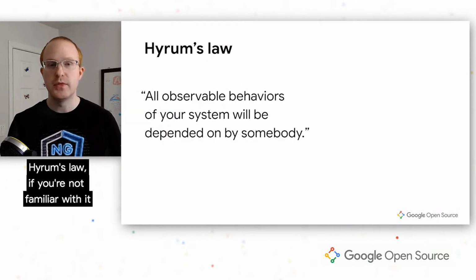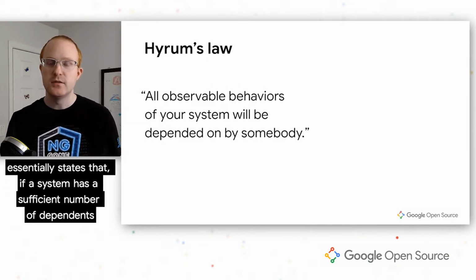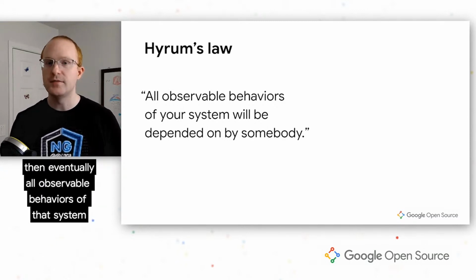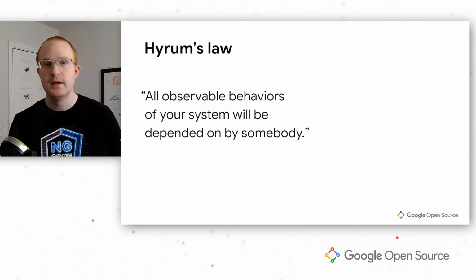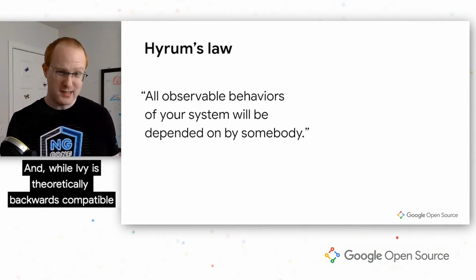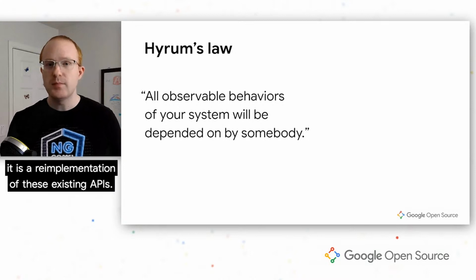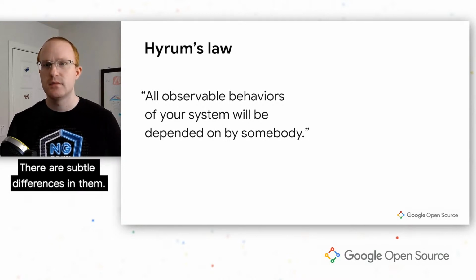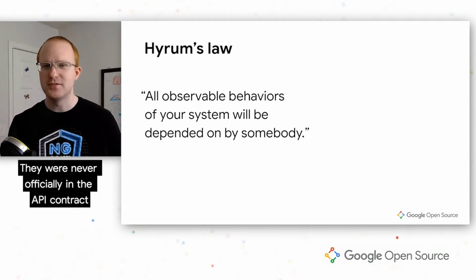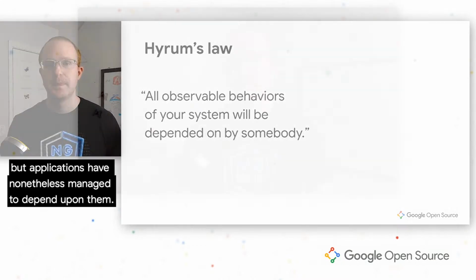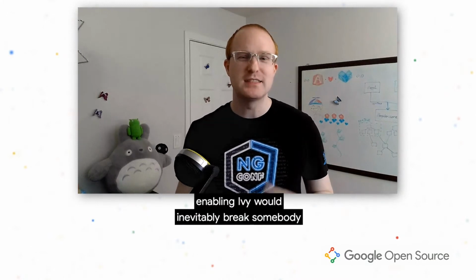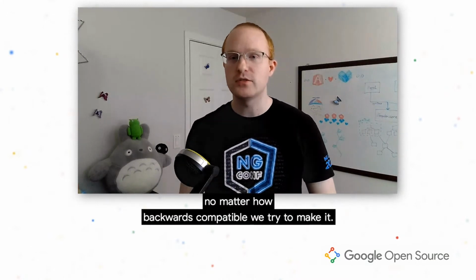Hyrum's law, if you're not familiar with it, essentially states that if a system has a sufficient number of dependents, then eventually all observable behaviors of that system will be depended upon by somebody. And while Ivy is theoretically backwards compatible, it is a reimplementation of these existing APIs. There are subtle differences that were never officially in the API contract, but applications have nonetheless managed to depend upon. With thousands of Angular applications, enabling Ivy would inevitably break somebody, no matter how backwards compatible we try to make it.